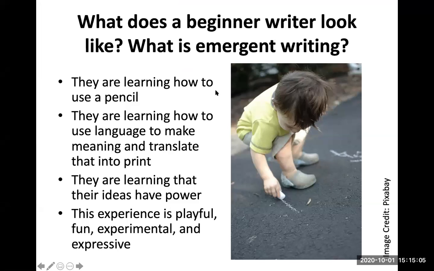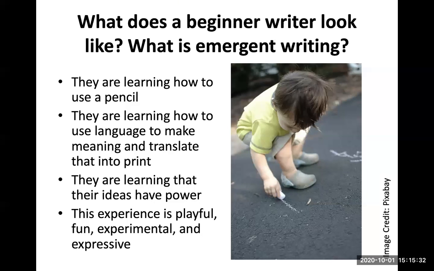What does a beginning writer look like? What are they doing? What's emergent writing? Well, I love this little picture of this baby, this toddler who's writing. He is writing. That is called writing at that age. This is what all children do. And it is the platform upon which all other writing skills develop.